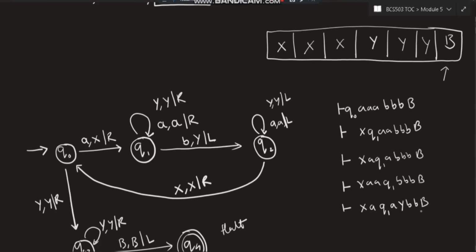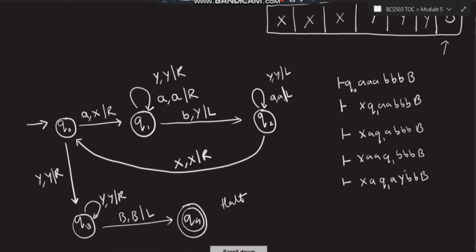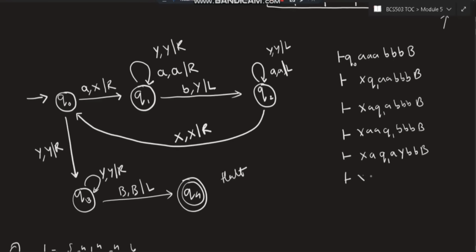Now I am present in this state. It is A, left. So Q1 on A, it will remain A and move to the left. So X Q1 A Y B. I shifted this Q1 to the left and left the A as it is. Now again Q1 on A, again the same thing: I move Q1 to the left. X A Y B B B.